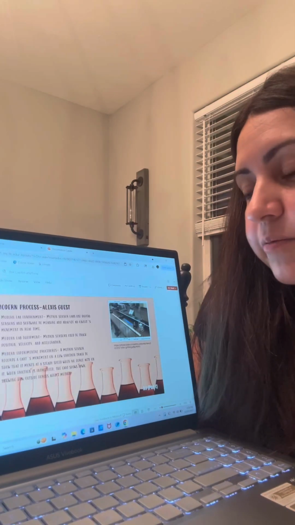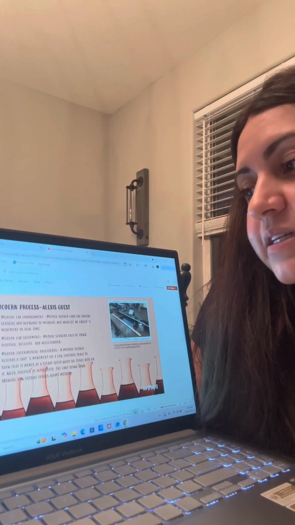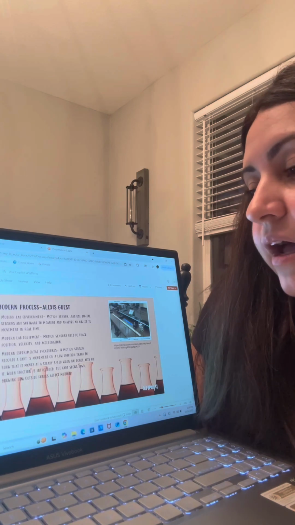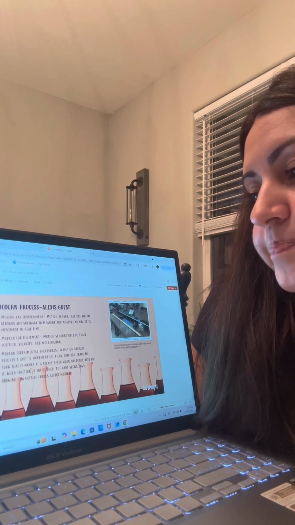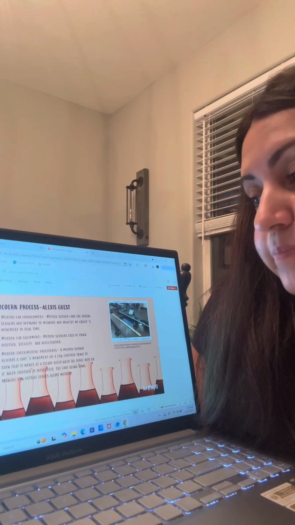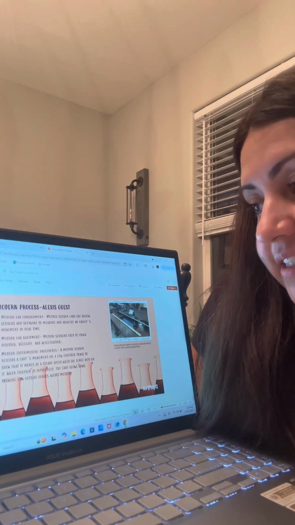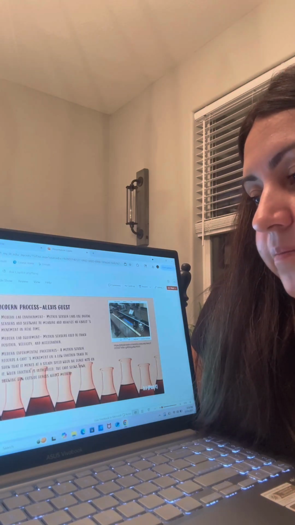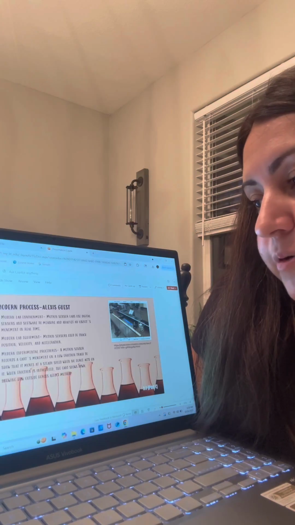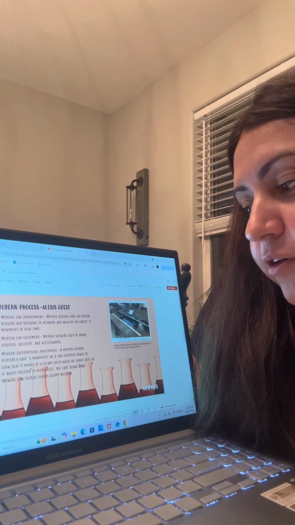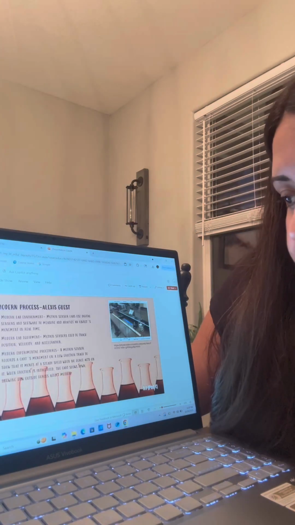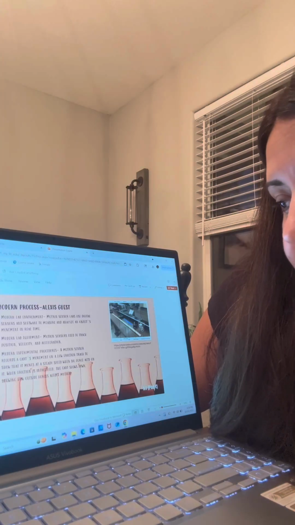Modern lab environment would have been motion sensor labs using digital sensors and software. They tracked position, velocity, and acceleration. Modern experimental procedures: a motion sensor records a cart's movement on a low friction track to show a steady speed when no force acts on it.